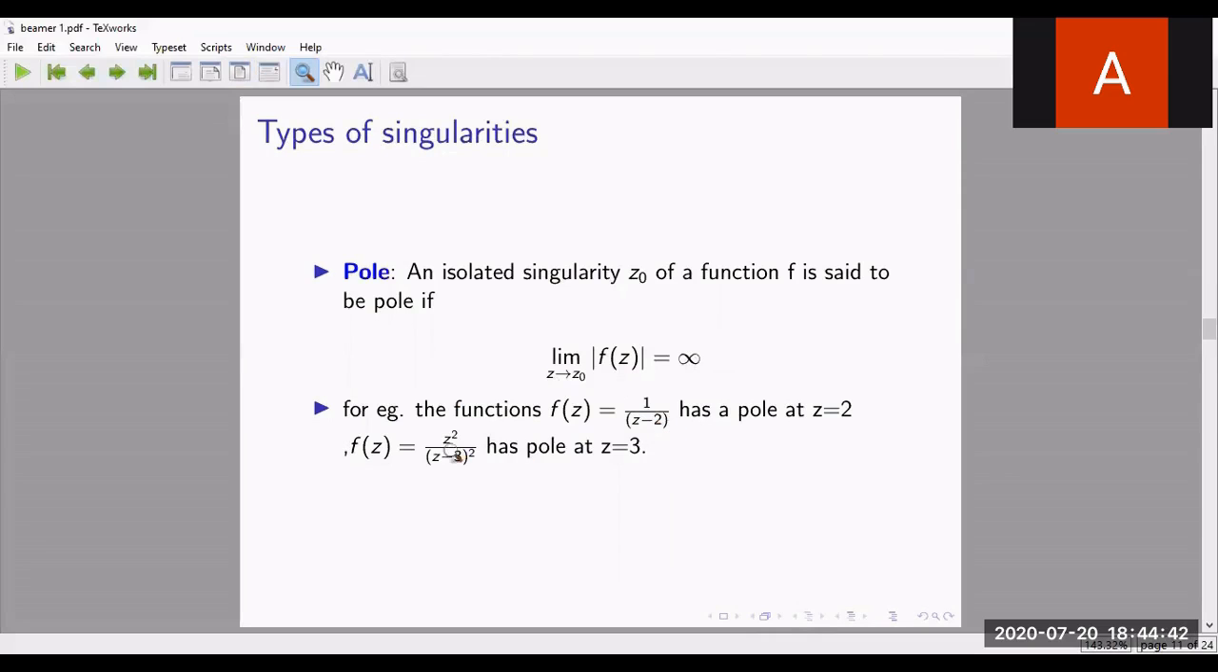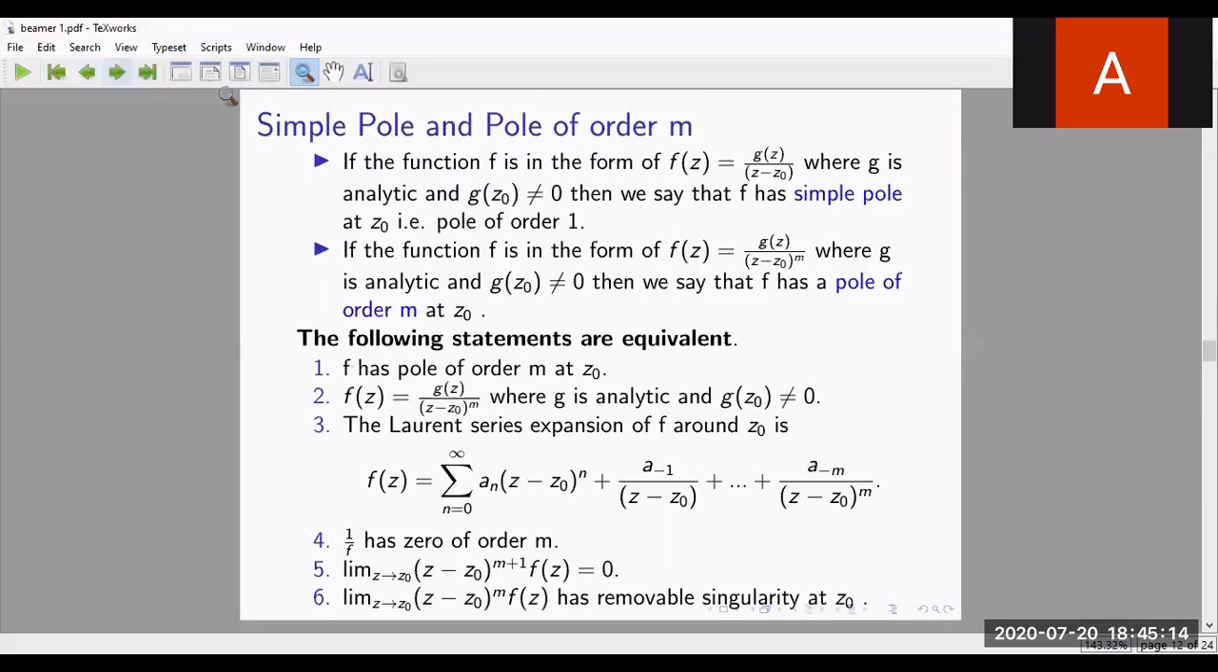Here also, if I take the limit as z tends to z naught of mod f of z, at z tends to 3, if I put 3 here, 3 minus 3 is 0, 1 by 0, infinity. So whenever the example is in this form, clearly you'll get to know that it has a pole. The denominator becomes 0 and 1 by 0 is not defined. It means at that point the function is not analytic and it is a singularity, but it is a pole type of singularity. Now here there are simple pole and pole of order m.